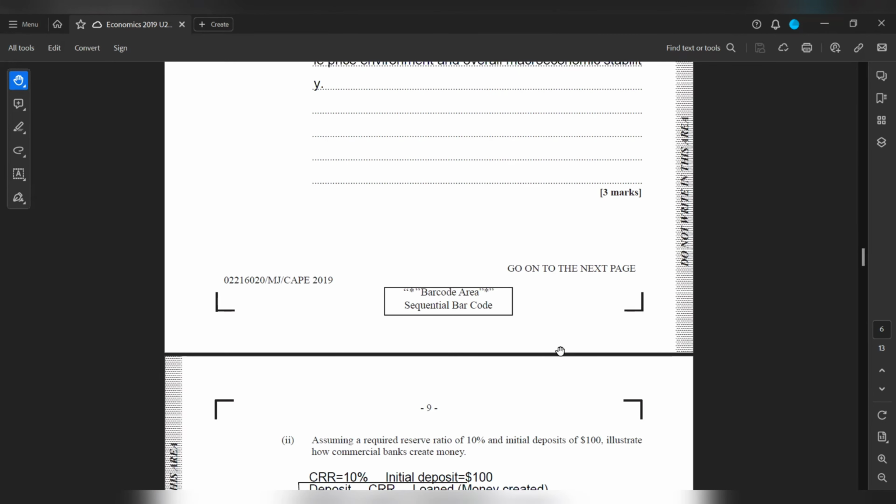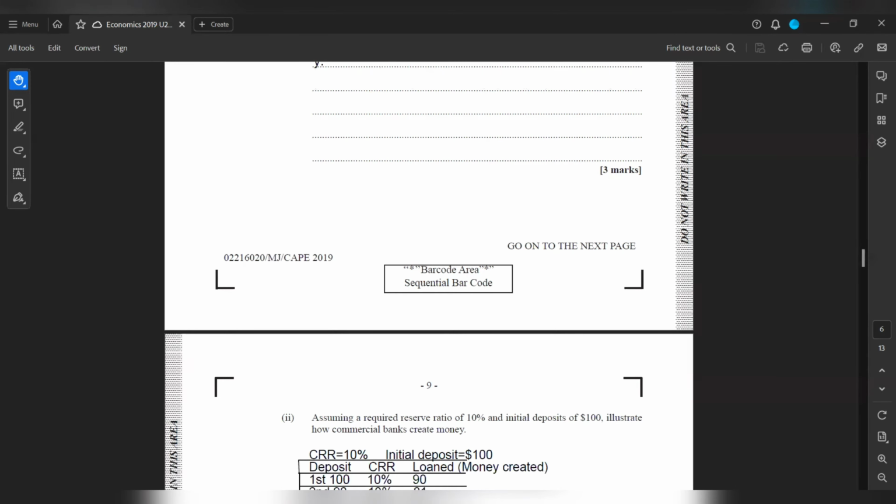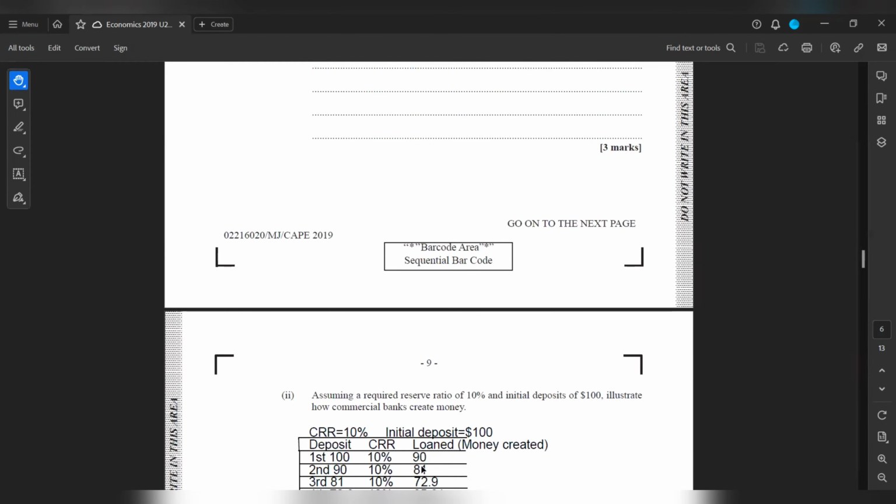Assume a reserve ratio of 10% and initial deposits of $100. Illustrate how commercial banks create money. So the cash reserve ratio or requirement is 10%, initial deposits 100, the first deposit into the bank. The bank will keep 10% and loan out the $90 remaining on credit, which creates additional money in a sense.